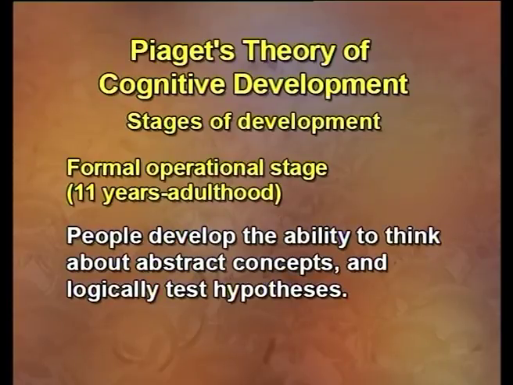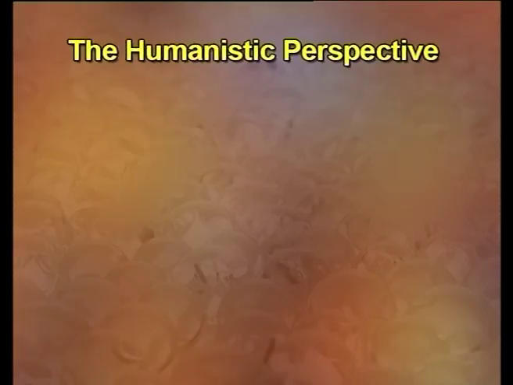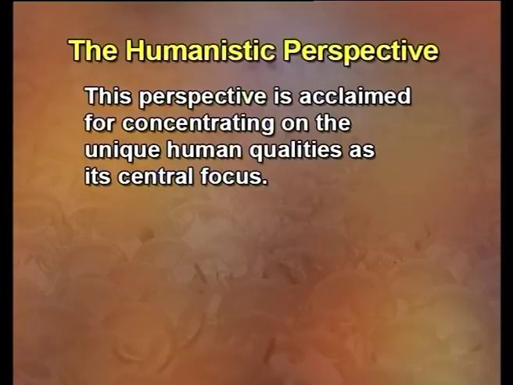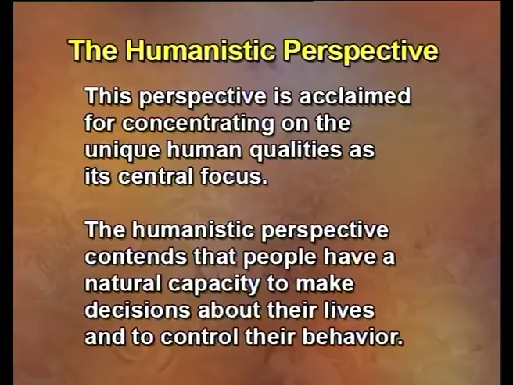People during this stage develop the ability to think about abstract concepts, and logically they test the hypothesis during this particular stage. Having talked about the cognitive perspective, let us now talk about humanistic perspective. This perspective is acclaimed for concentrating on unique human qualities as its central focus. It contends that people have a natural capacity to make decisions about their lives and also to control their behavior.